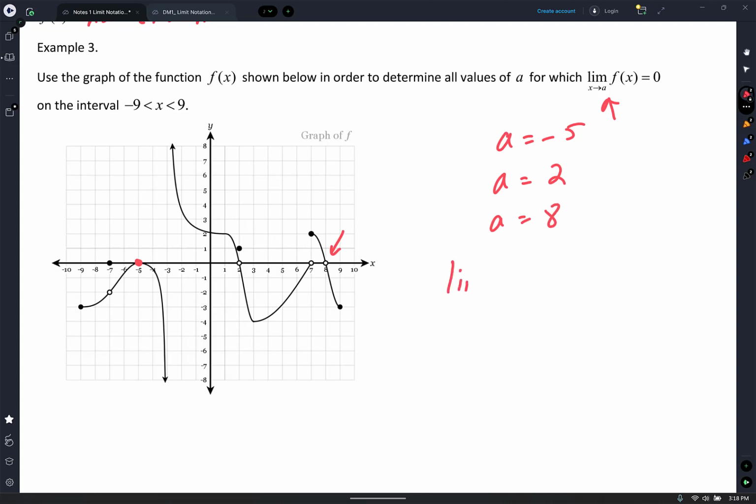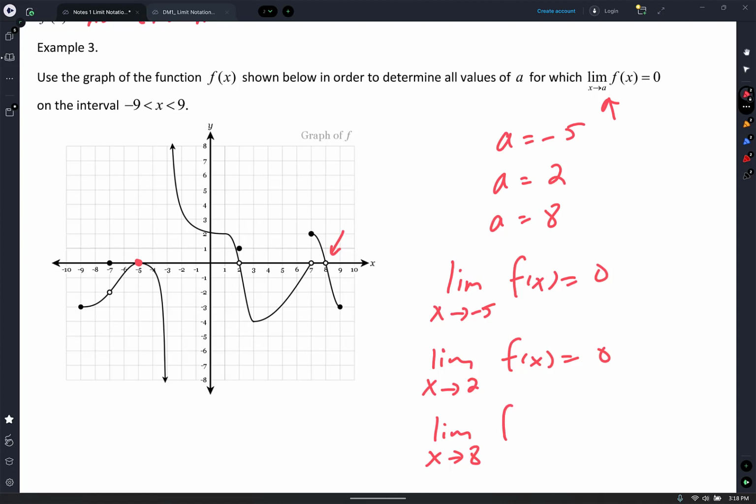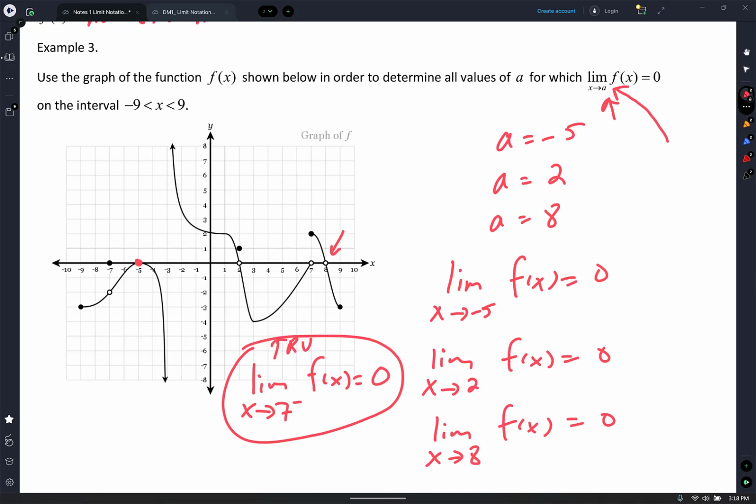Because you can write this. Limit as x approaches -5 of this function equals 0. Limit as x approaches 2 of this function equals 0. And limit as x approaches 8 of this function equals 0. Yes, some of you said 7. If you would have said 7 from the left, that equals 0. But is there a little minus sign on that a there? No, so that's why we're not including this one. This is true, but it's not true from the right-hand side. Does that make sense?